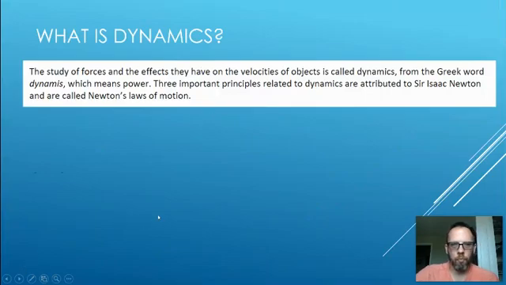So when we start talking about forces and the forces that cause motion, we're talking about dynamics. This is a study of forces and the effects they have on velocities of objects. Dynamics has origins from the Greek word dynamis, which means power. And in your grade 11 course, you learned three important ideas related to dynamics, and we call them Newton's laws of motion.